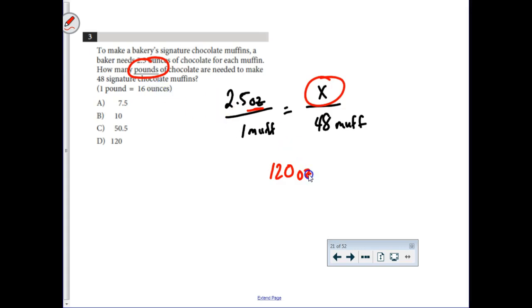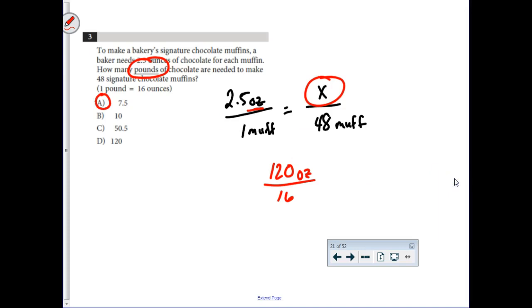So in order to convert ounces to pounds, you just divide it by 16 is the easiest way to do it, but you could also set up another proportion where you say like 120 ounces over X pounds equals 16 ounces over 1 pound. So what'd you get? 7.5. Very good.